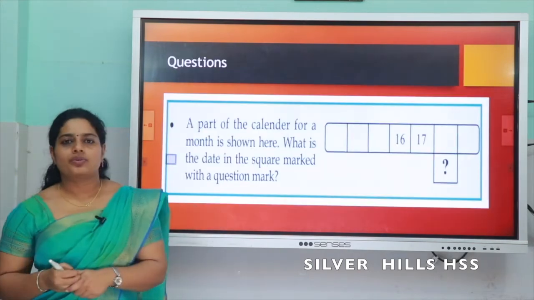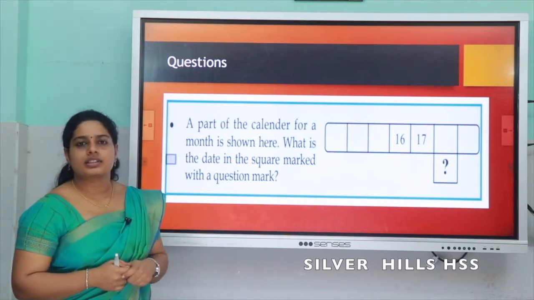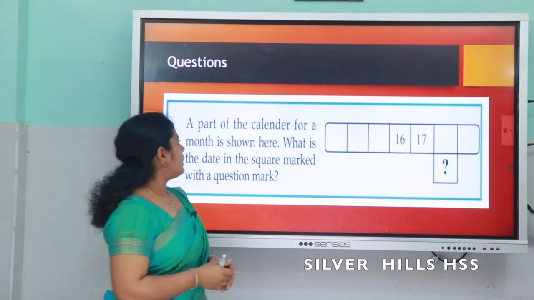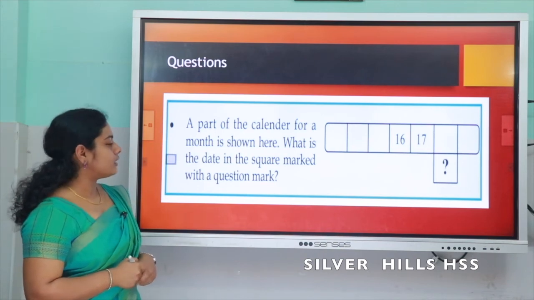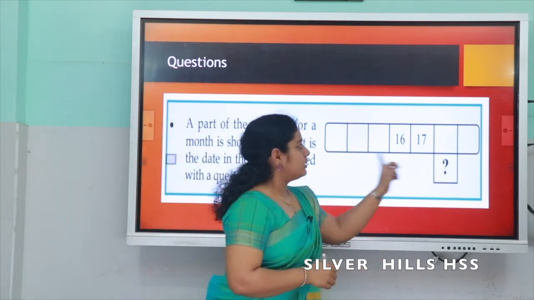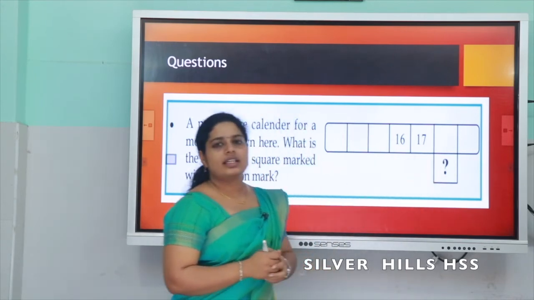Now, let us go for the questions. Okay, we will discuss some questions. This is a question taken from the textbook itself. A part of the calendar for a month is shown here. What is the date in the square marked with a question mark? Okay, this is the part of a calendar, and this is a question mark. You have to fill the date here.